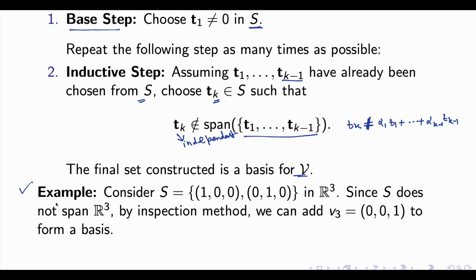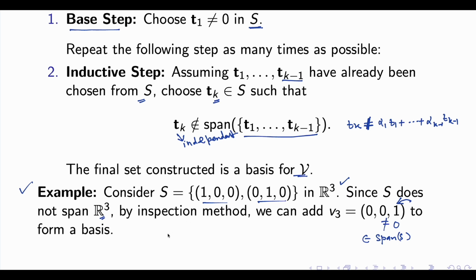Let us do a good example here. Consider S consisting of two vectors in R3. Since S does not span R3, I want to generate R3 using this set. By the inspection method, we can take a non-zero vector, and this is non-zero, such that it does not belong to the span of the given S. You can see very clearly that this vector can never be written as a linear combination of these two. You see the third tuple is 1, non-zero.